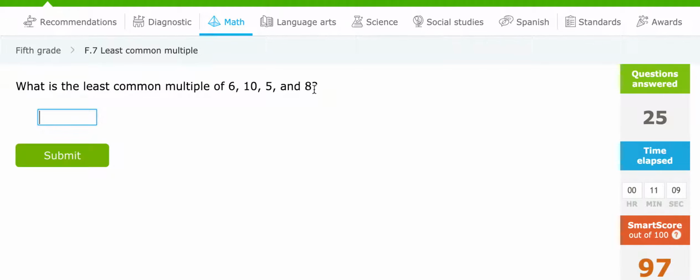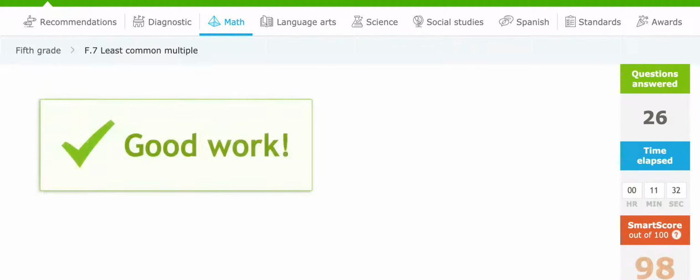The least common multiple of these 4 numbers, right? 1 2, 1 3, 1 2, 1 5, 1 5, and then 3 twos. So I'm going to say I need 3 twos, 1 3, and 1 5. So 3 twos is 8. 1 3 will make it up to 24, and then 1 5 will carry us all the way up to 120. So there we go.